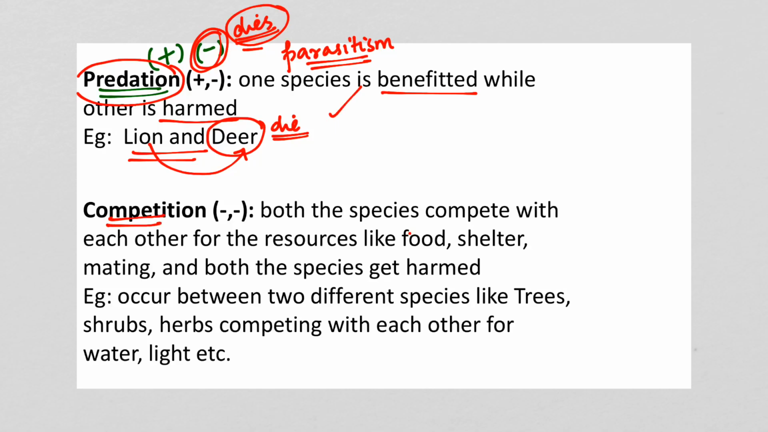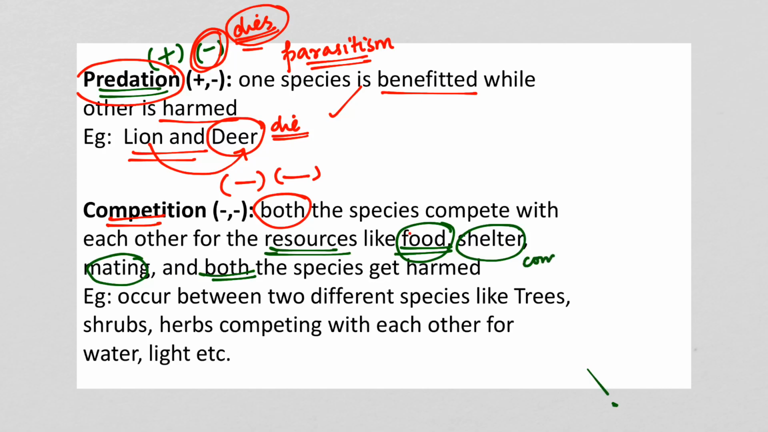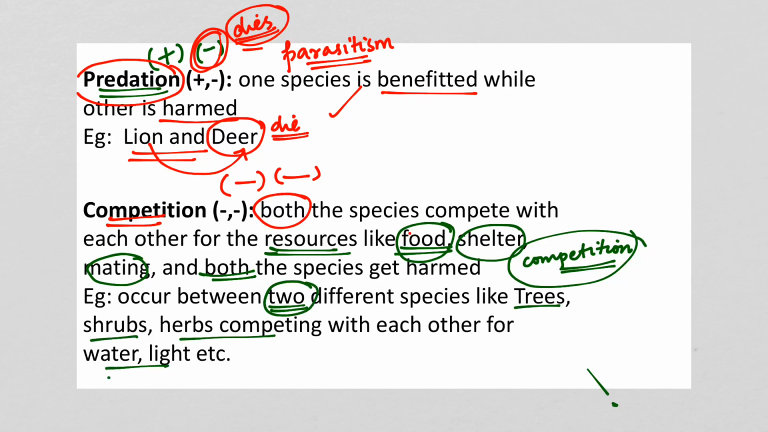Next is competition. So in competition, both the organisms are negatively affected. So both the species compete with each other for the resources. Maybe they compete for resources like food, shelter, mating, etc. And both the species get harmed in the competition. So in competition, or this kind of interaction, both the species get affected. So both are negatively affected. And this occurs between two different species, like the trees, shrubs, herbs competing with each other for water and light.